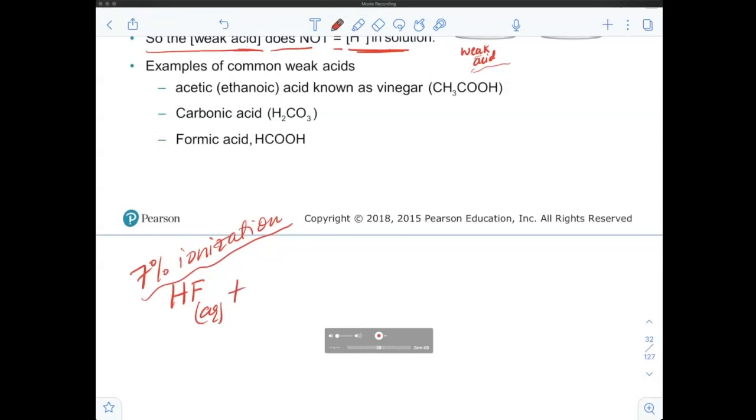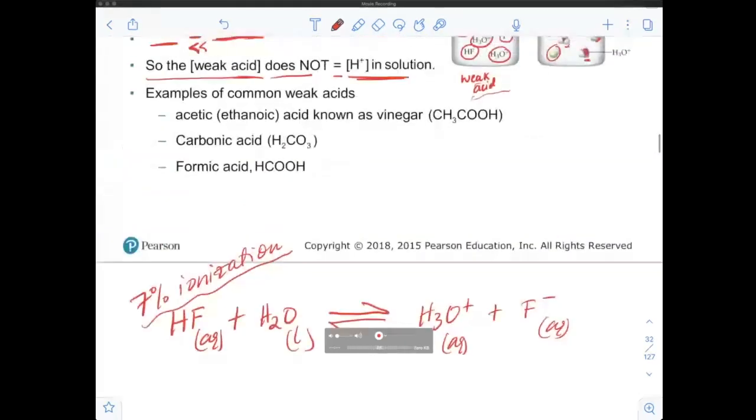Okay, HF plus water. Now that we're dealing with weak acids, they usually form equilibriums in water, according to Bronsted-Lowry. So we have HF plus water to give us H3O plus and F minus, aqueous. I'm trying to explain this point where, when the weak acid gets in water, the amount of H3O plus it produces is not equal to the amount of the weak acid we started off with.